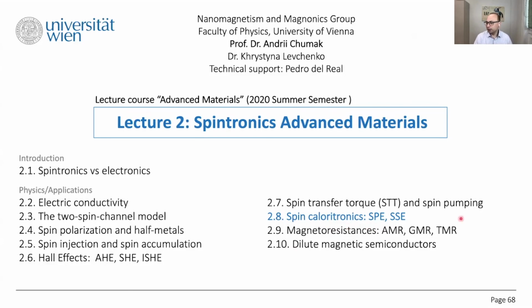Spin caloritronics is a field of science which deals with spin polarized currents created not by DC current, like we discussed in the past, and not by an RF signal, like we discussed in spin pumping, but by application of a thermal gradient. So now we will learn how to convert temperature into spin polarized currents.